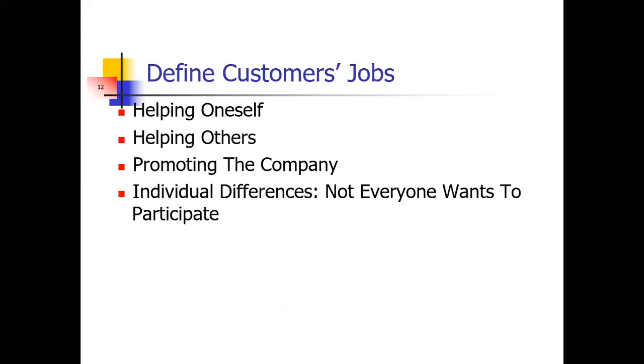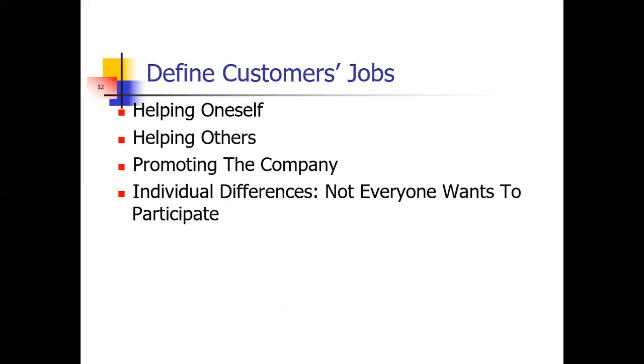Now, how are you going to define the customer job? First of all, you have to define the customer job. And this job can be determined because you know that the customer is also a co-creator in the service delivery. So it is very important to determine the level of participation required at the customer end and his willingness to participate and contribute.